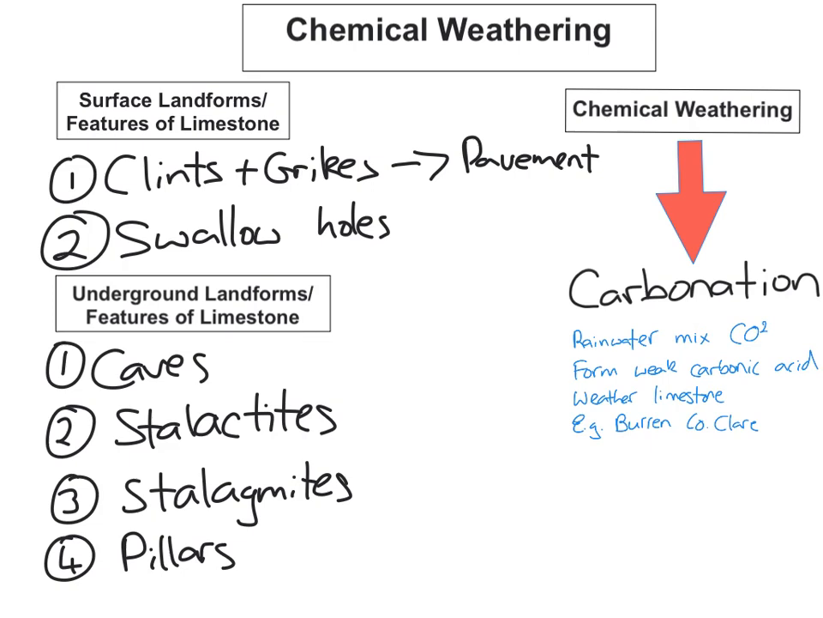Now, you should know all of these in good detail, but you should learn one of each in particular detail. And the one that I suggest that you learn is the limestone pavement, so the Clints and grykes, and then you can learn the two of these together, the stalactites and stalagmites, okay? Because you can learn them kind of together.